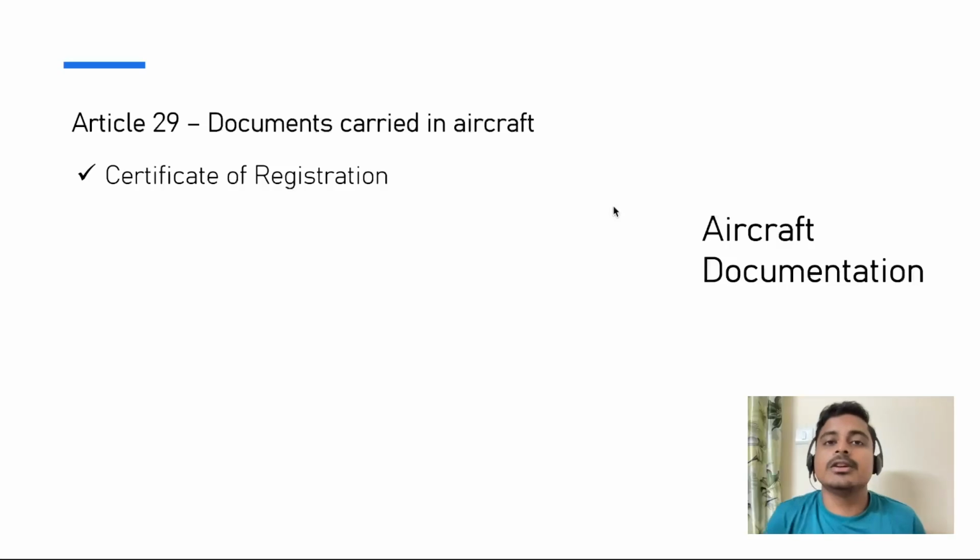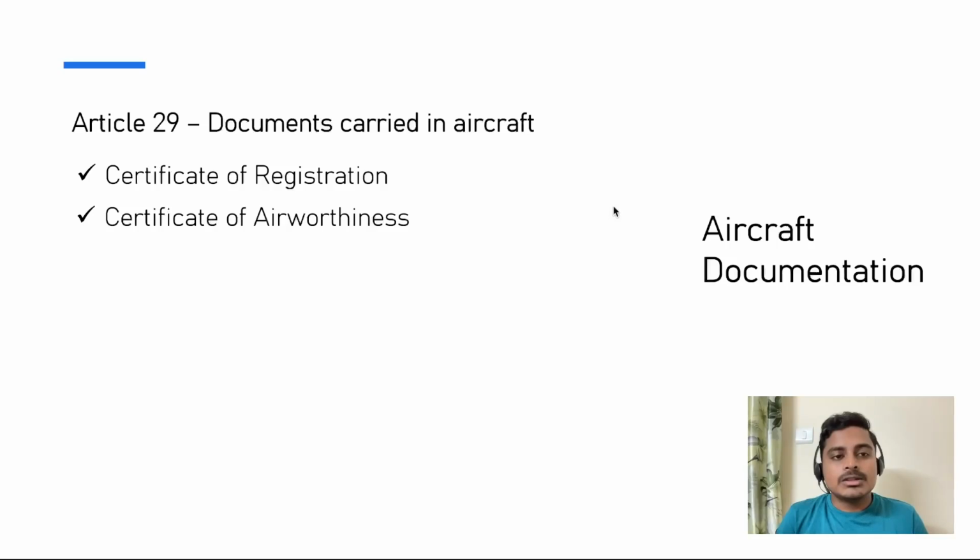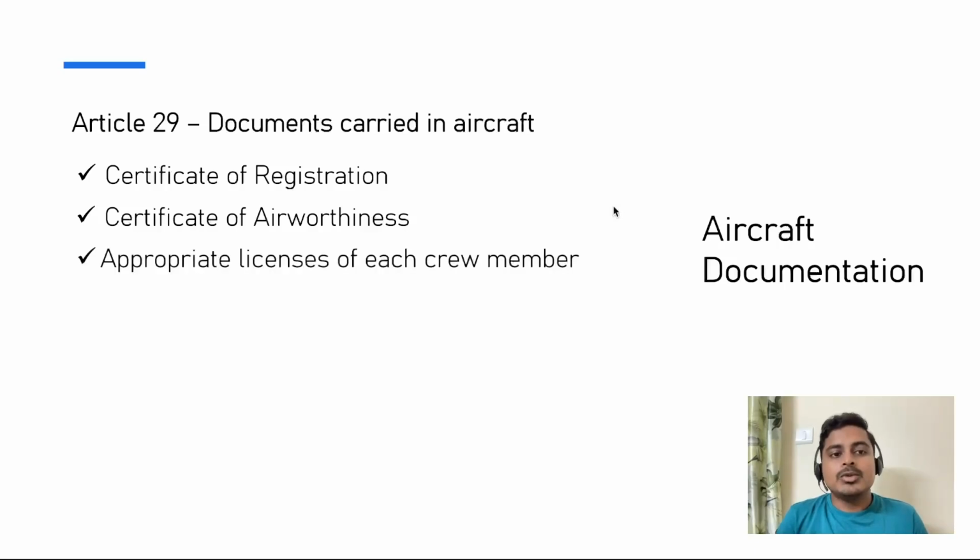First is the certificate of registration for that aircraft, in which country it is registered, on what date it was registered, and who it is owned by. So that information is present in the certificate of registration. Then the certificate of airworthiness of that particular aircraft, which certifies whether the aircraft is still airworthy and fit to fly. Appropriate licenses of each crew member.